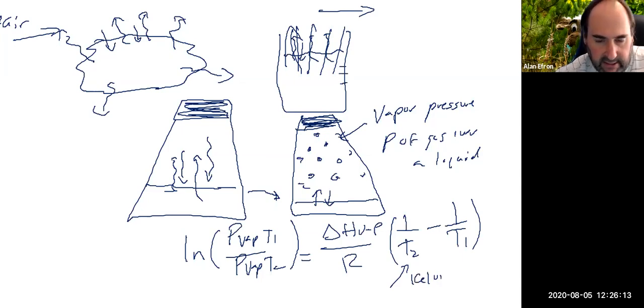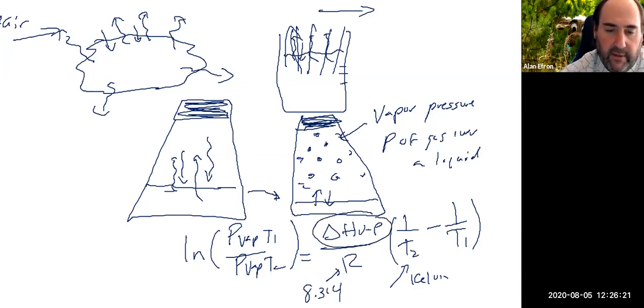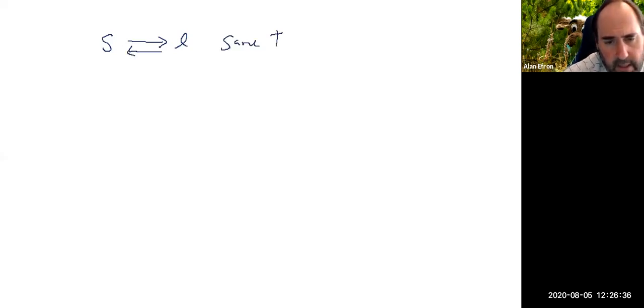And that was the Clausius-Clapeyron equation. That is 8.314. Remember that this delta H here is the enthalpy of vaporization, which we also talked just a little bit about. Again, we'll talk more about it next semester, but the process where we go from, say, solid to liquid, or liquid back to solid, occurs at the same temperature. And there's a certain amount of heat that's required to do that. And that's what's known as the delta H of fusion, or the heat of fusion.